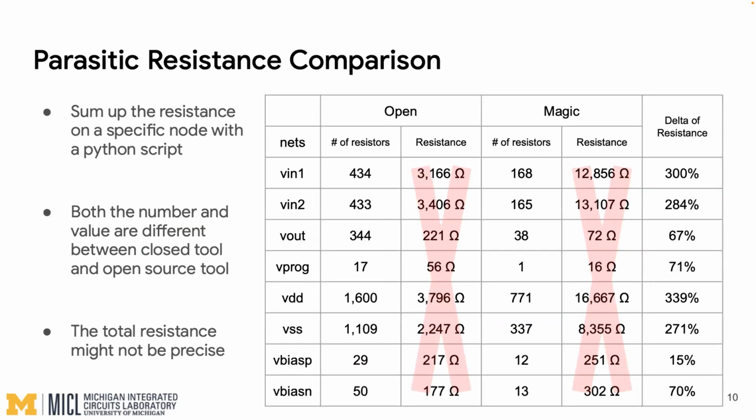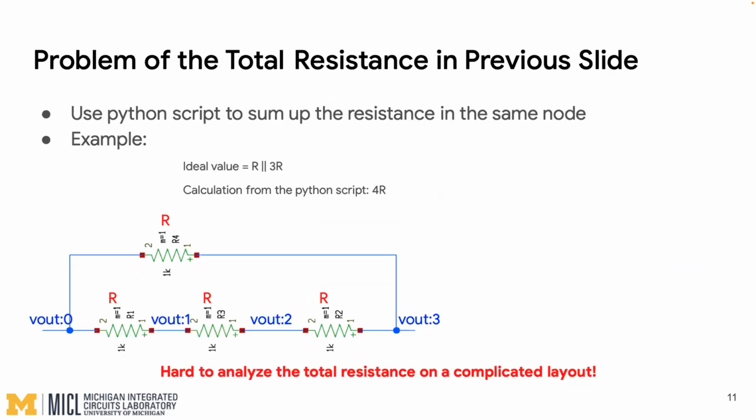And this is the total resistance. So in the beginning, I used a Python script to sum up the resistance on the specific node, but it turns out that this total resistance might not be correct, because the way I calculate the resistance might be incorrect.